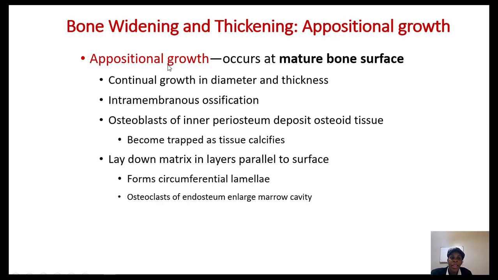So we call that oppositional growth. It happens through intramembranous ossification too, because during the growth of, for example, the skull, the bone gets thicker, right? Bigger and thicker, right?